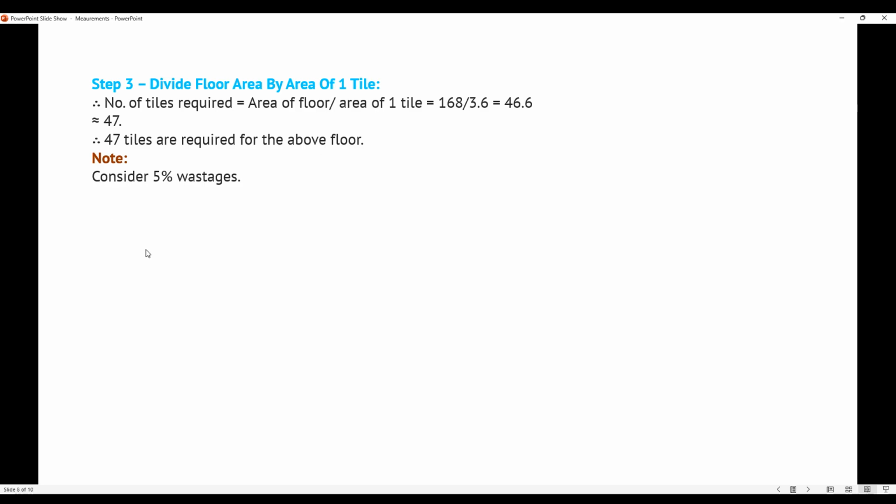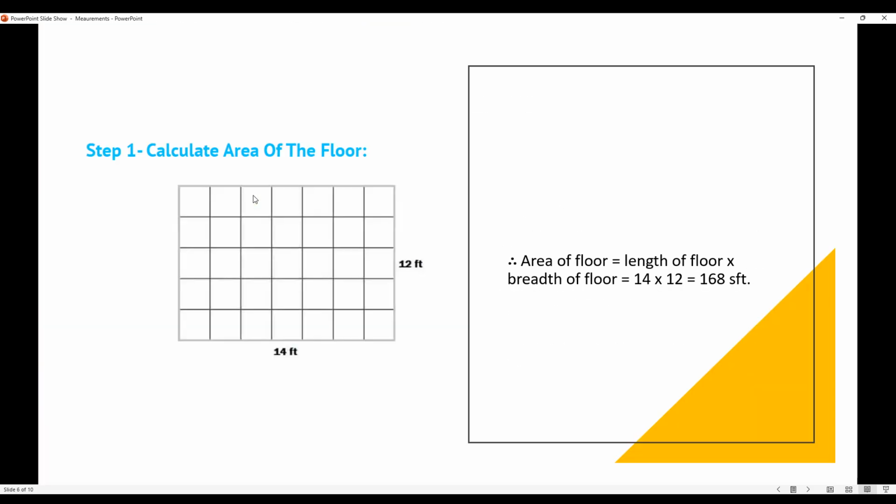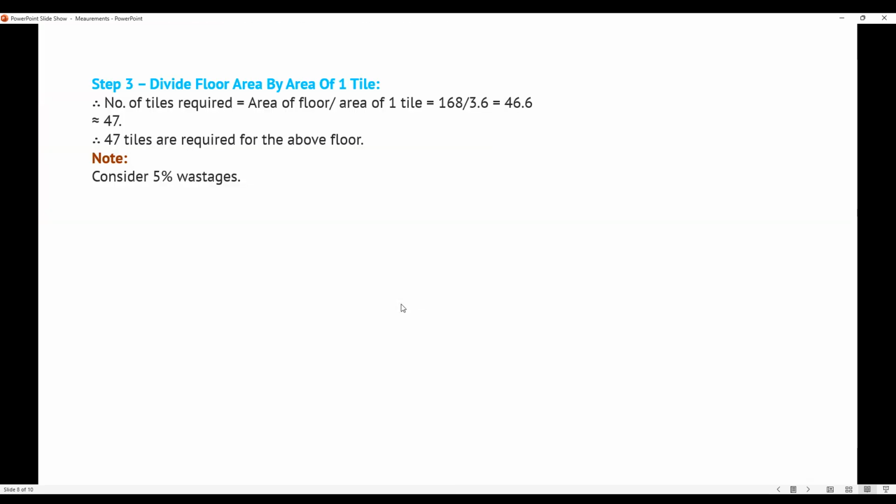And there's a note here that says consider 5% wastages. That means you just get extra tiles just in case you're going to waste some of them, or just in case one of them breaks or something. So now we learned how to calculate the area of a floor and how to figure out how many tiles you need for flooring this area.